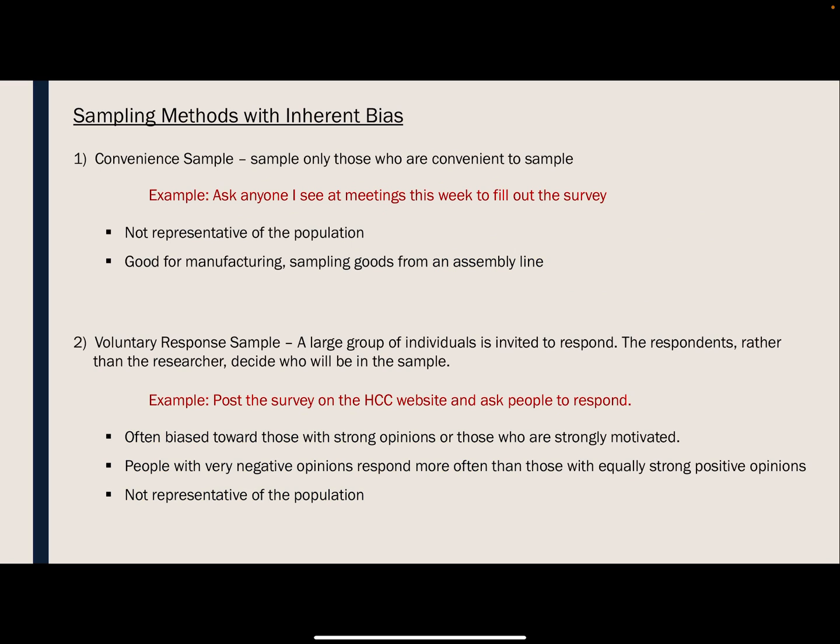Basically, this has a lot of bias in it because people who have strong opinions tend to be more motivated to respond to that survey. Also, people who tend to have strong negative opinions are more likely to respond than those with strong positive opinions. But you're missing an entire group of people who do not have strong opinions. They still have opinions and they matter, but we're missing those people.